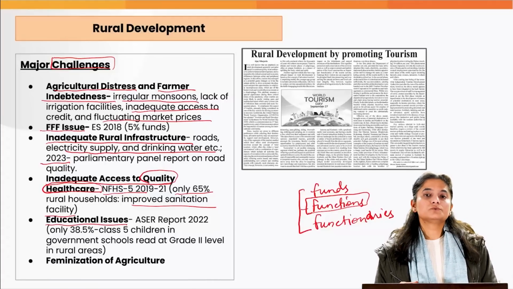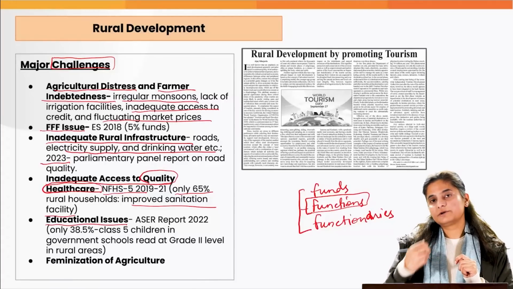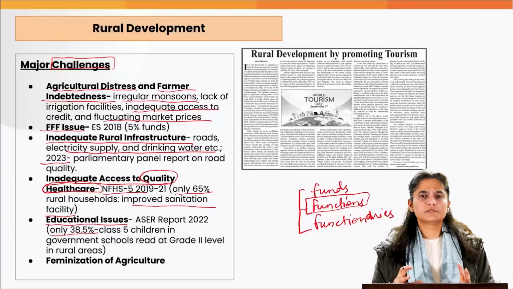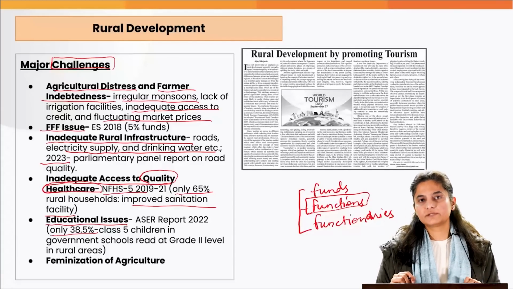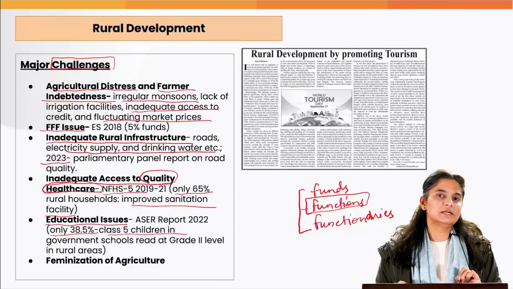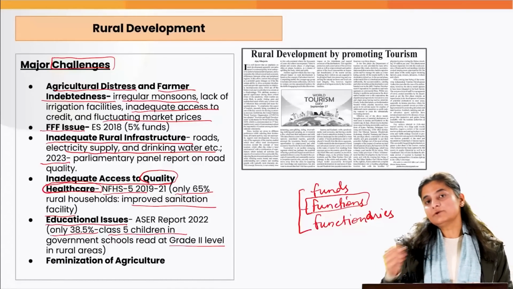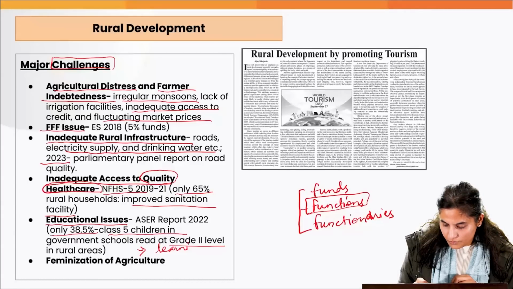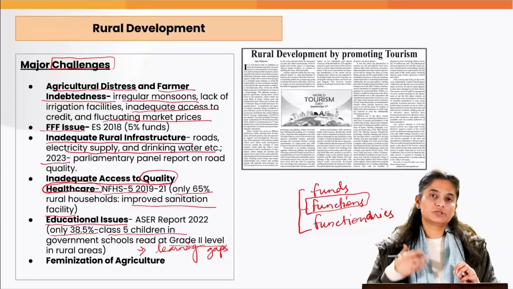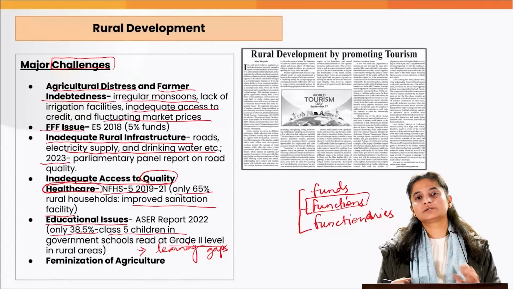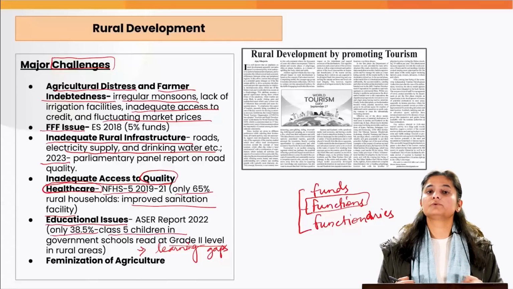Then there are educational issues. The ASER report, which is regularly conducted by the Pratham NGO, highlighted that only around 40%, or to be exact, around 38.5%, of class 5 children in government schools in rural areas were able to read a grade second level text. So this speaks of what? Probably learning gaps. Even if children are getting enrolled and attending classes, the level of understanding, education and knowledge that they are receiving is not up to the mark.